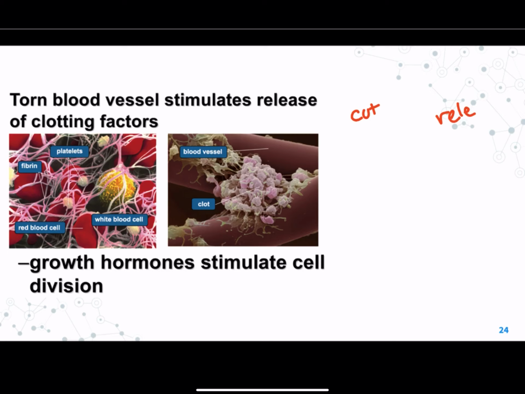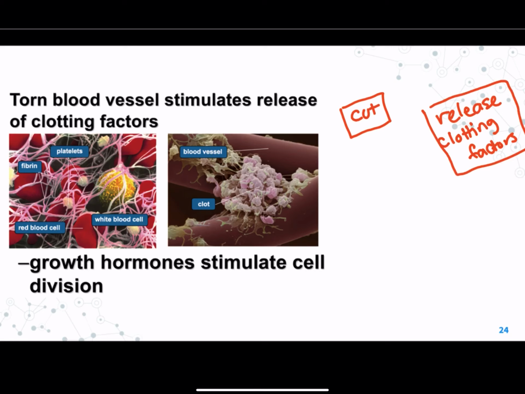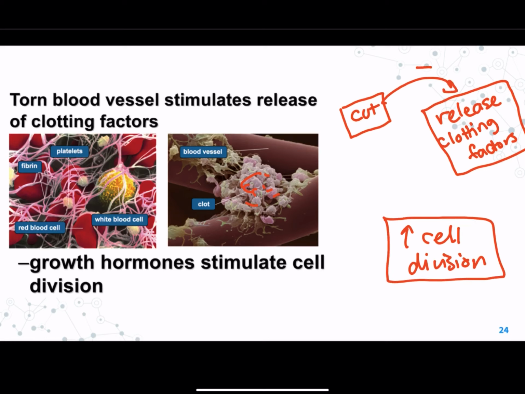So this is going to be release clotting factors. Okay, so basically, I'm bleeding, and I'm going to release these clotting factors, okay? The next thing that happens is growth hormones are going to stimulate cell division. So if I'm releasing clotting factors, basically what's happening is my cells are making more cells. They're making these clots, okay? And if I am going to increase cell division, I'm going to make more cells that are just going to keep clotting, okay? So this cut, I'm bleeding, it's positive.